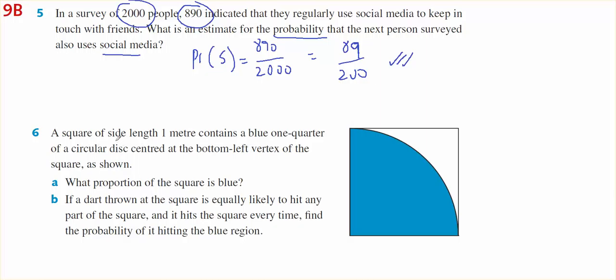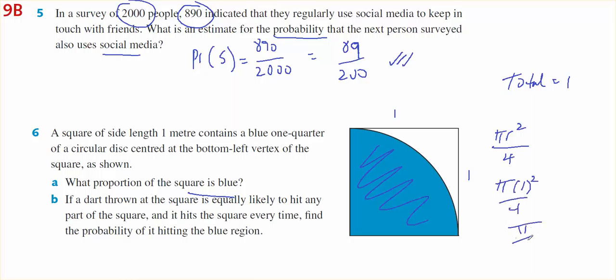A square of side length 1 metre contains a blue section and a white section. What's the proportion of the square that is blue? The total area is equal to 1. This blue is a quarter of a circle. The full circle would be pi r squared, but I want a quarter of it. So it's going to be pi times 1 squared on 4, or pi on 4. So the area here is pi on 4. This is 1 minus pi on 4.